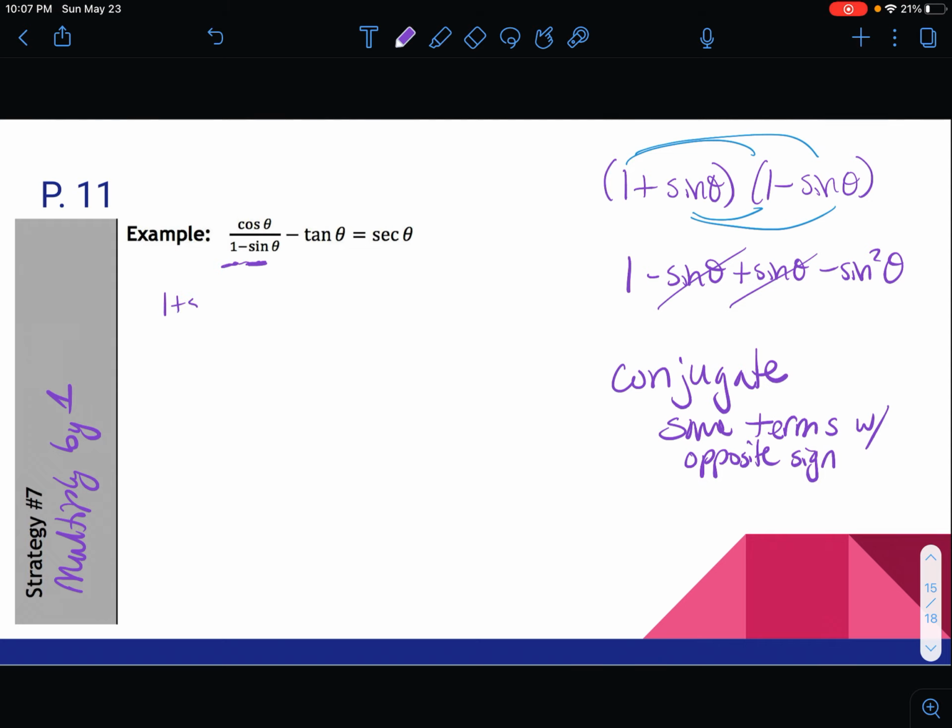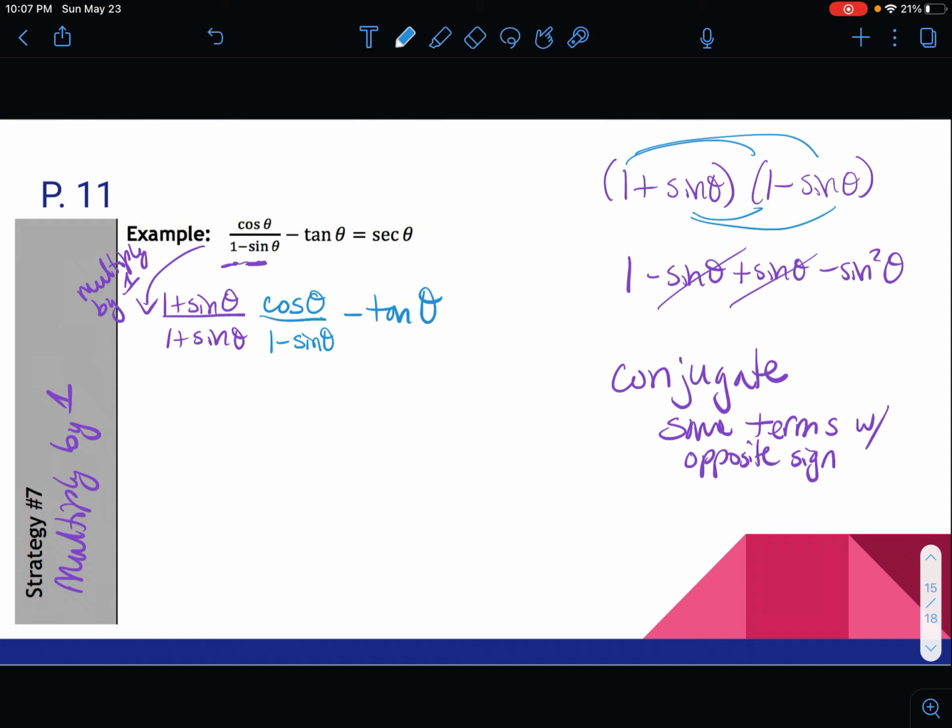So we're going to multiply the original by 1 plus sine theta over 1 plus sine theta. That's really just multiplying by 1 because it's the same thing over itself. So really, this purple fraction is 1, so that's totally legal to do. What do we do as our step? We multiply by 1. That's our justification.